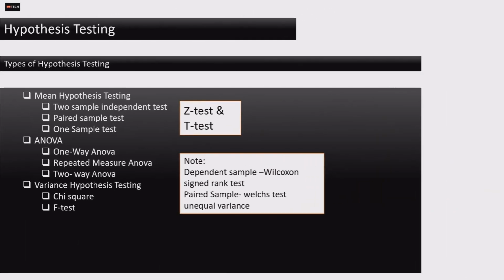So, the types of hypothesis testing. Remember I mentioned that hypothesis testing is a very broad subject or very broad area. We have different types. We have mean hypothesis testing, we have ANOVA, and we have variance hypothesis testing. Under mean hypothesis testing we have two sample independent tests, paired sample test and one sample test. Now I'm going to take time to explain when to apply each of them.